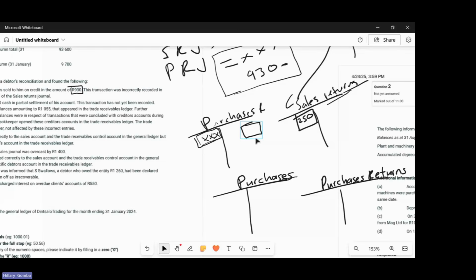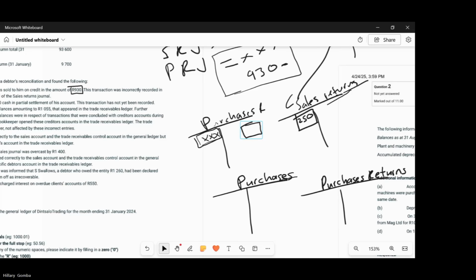Okay, let me ask you this. Whenever we are making a purchase, we are buying something from someone. We know that these purchases are actually assets. It's either inventory that we are going to sell, or we can look at it in another way as an expense or asset. And you know that both of them increase on the debit side.